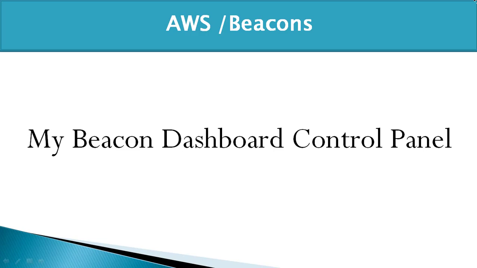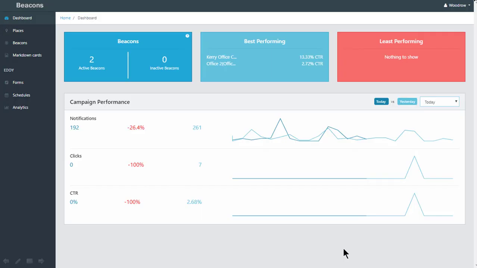Let's take a look at the My Beacon dashboard control panel real quick. First off, you're going to have all of your analytics in the dashboard. You can go for today, yesterday. You can look at a full month, 90 days. You'll see the notifications here. The notifications are the number of notifications that are actually seen on a phone. So if someone opens their notifications and that notification is there, they actually had the opportunity to see that it was shown on their phone. And of course, the clicks, that's if they click on that notification, and of course your click-through rates.